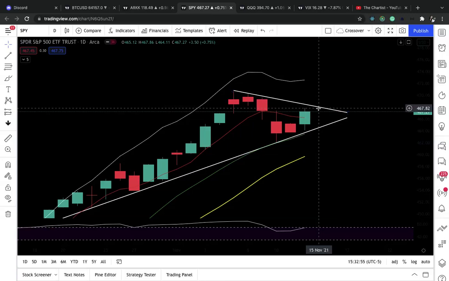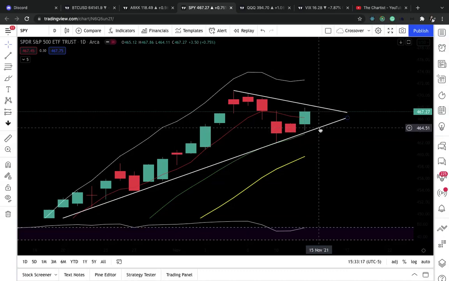Okay, guys? So I'm going to go over the scenario one more time. A breakout from this triangle pattern. All right, so SPY closes above 468 to 469. That's very bullish and puts 473 in play. Watch out for a false breakout. If we get a false breakout, that's very bearish. You can bet to the downside.